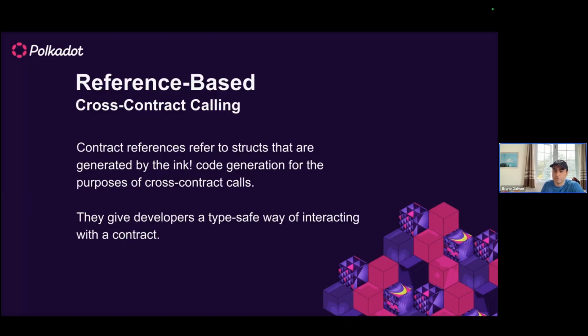So as far as the reference-based cross-contract calling, contract references refer to structs that are generated by the ink! code generation for the purposes of cross-contract calls. They give developers a type-safe way of interacting with a contract. So the idea is that you're going to import the contract that you want to call so that you can interact with it in a type-safe way.